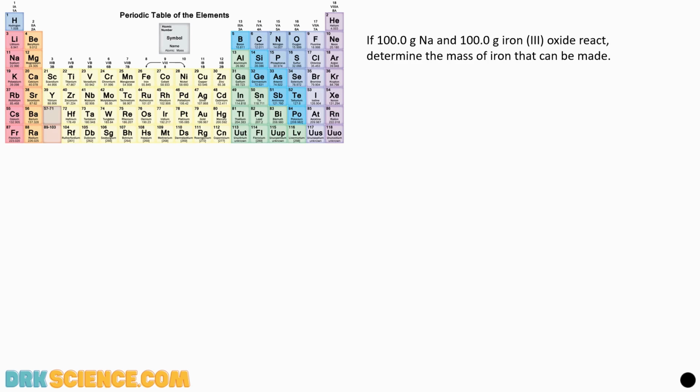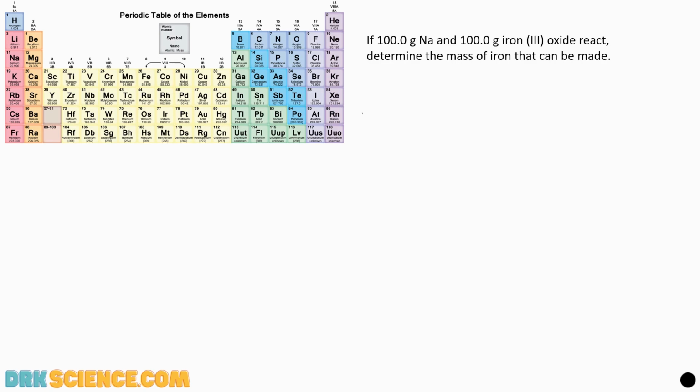For this question, we're going to look at the limiting reagent and theoretical yield for this reaction. If 100 grams of sodium and 100 grams of iron(III) oxide react, we're going to determine the mass of the iron that can be made. First, we're going to need to write out the equation and balance it.